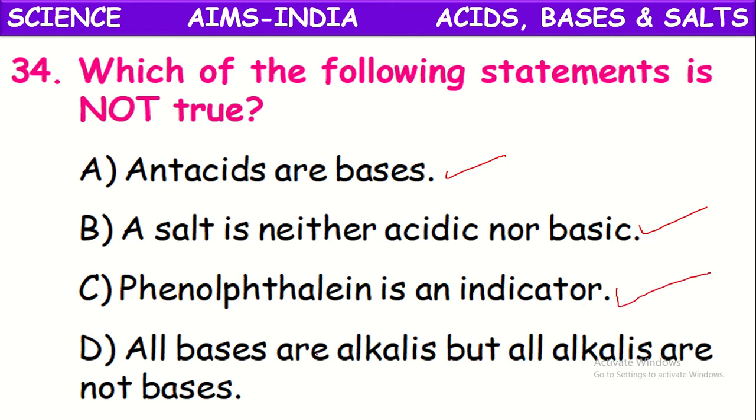Now let us see the fourth one. All bases are alkalis, but all alkalis are not bases. This is incorrect. What is meant by alkali first? An alkali is a base which is soluble in water. So all the bases may not dissolve in water. Now you can say all alkalis are bases, but all bases are not alkalis. But they have given it here the reverse way. Some bases dissolve in water, but some don't. So the bases which are soluble in water are called alkalis. Now you can say all alkalis are bases, but all bases are not alkalis. Okay, now it is the incorrect statement. Now it will be the correct answer.